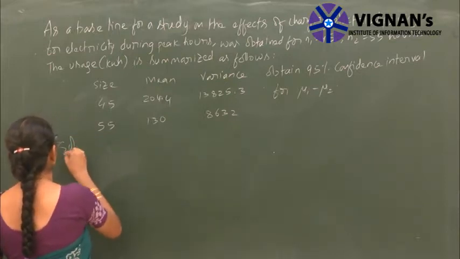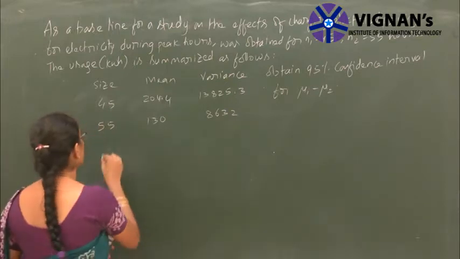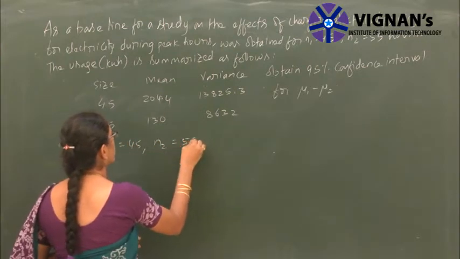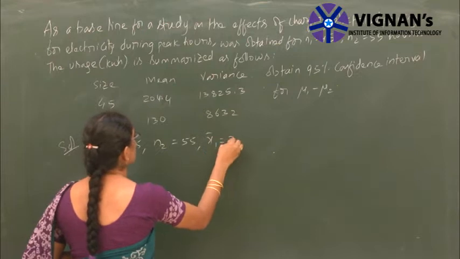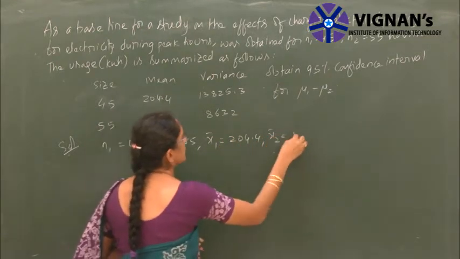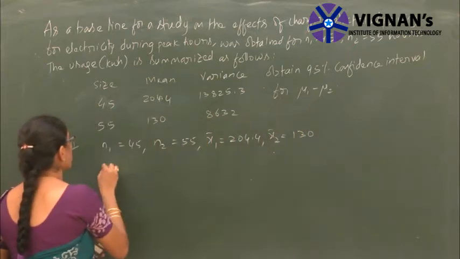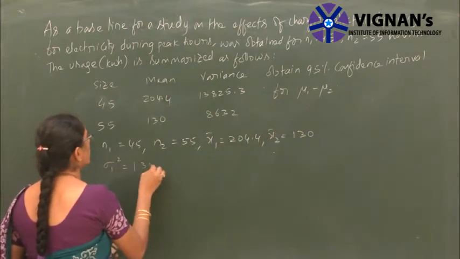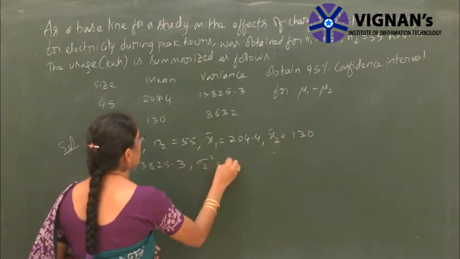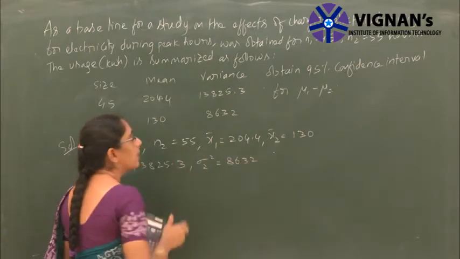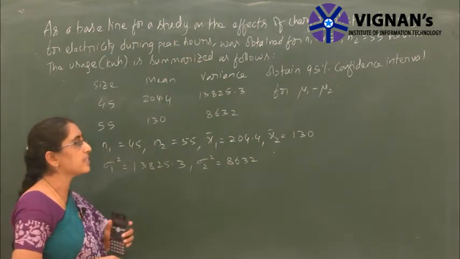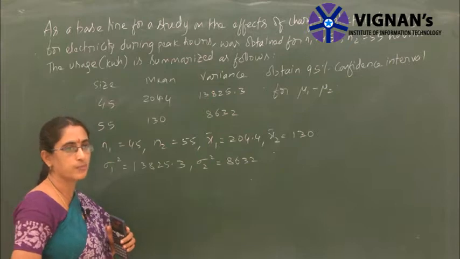So we know that first we have to write the given data. n1 equal to 45, n2 equal to 55, x1 bar is 204.4 and x2 bar is 130. Sigma 1 square is given as 13825.3 and sigma 2 square is given as 8632. Now using this data, we have to calculate the 95% confidence interval for mu1 minus mu2.